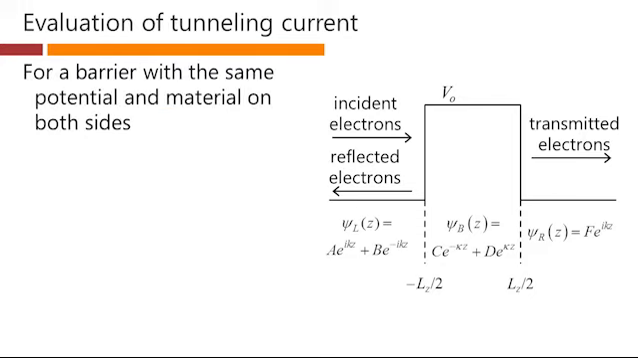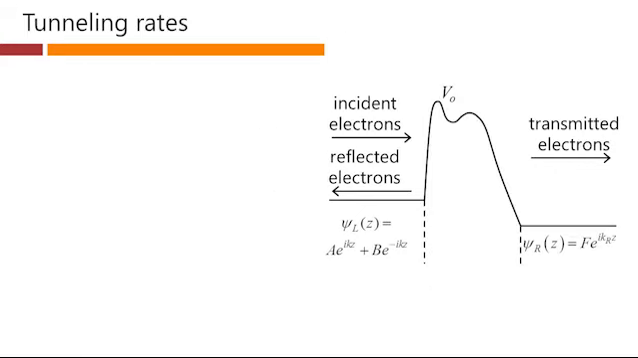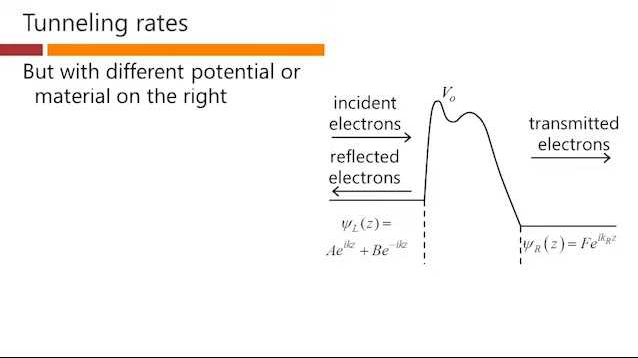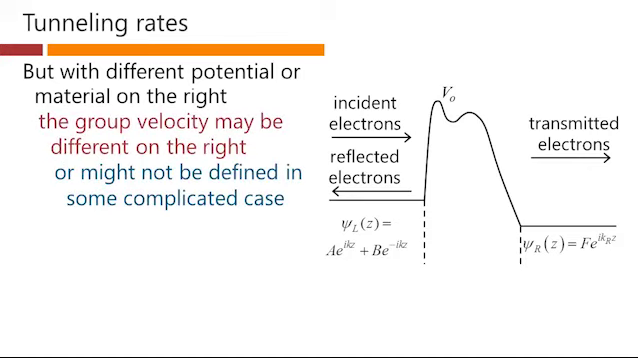For a barrier with the same potential and material on both sides, these two expressions actually will give us the same answers. You could prove, in fact, that they're equal for a problem like this, for example. Or even if we don't know precisely the form of the barrier in here, if the potential is uniform and the same on both sides, both of these formulae will, in fact, give you the same answers. But if we take a problem like this, where we have a different potential or material on the right, the group velocity might be different on the right, or it might not even be defined in some complicated cases, and we can show one of those later.